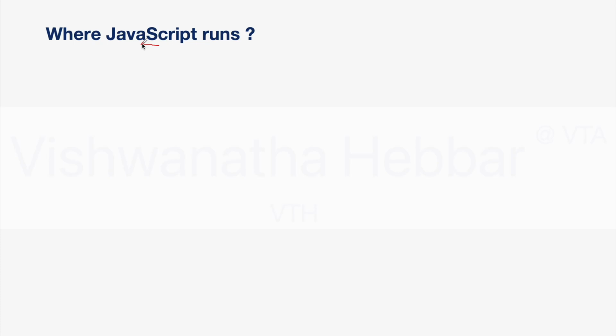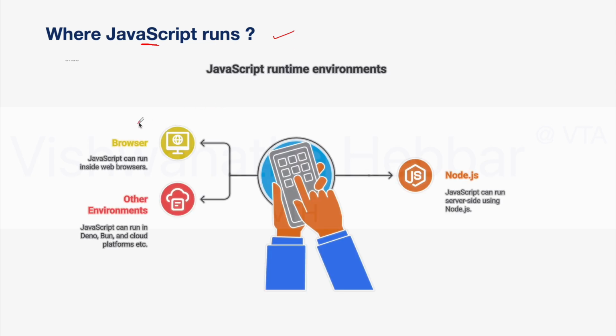Hello, welcome. Let us discuss and understand where JavaScript runs or where we can run the JavaScript. Mainly, JavaScript runs on the browser and Node.js environment. Whenever you are doing front-end or UI development, you use the browser to check your JavaScript such as drag and drop, click action, etc.